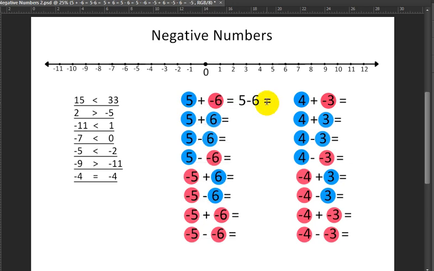And now we can do this a little easier. 5 minus 6. That means we're at 5, and we take 6 steps back. 1, 2, 3, 4, 5, 6. We get to minus 1.